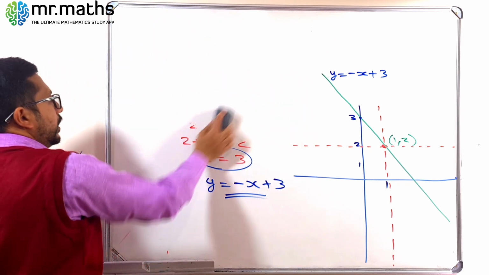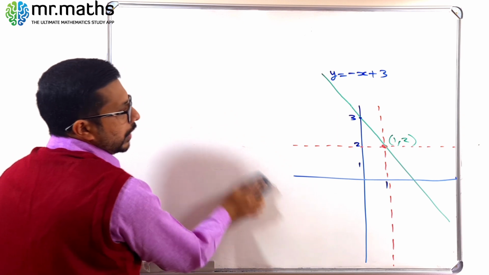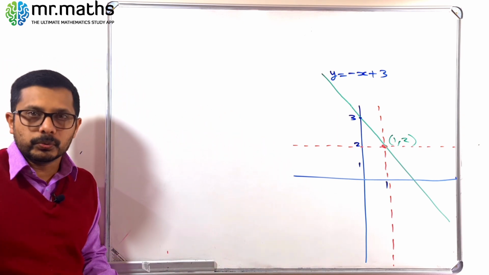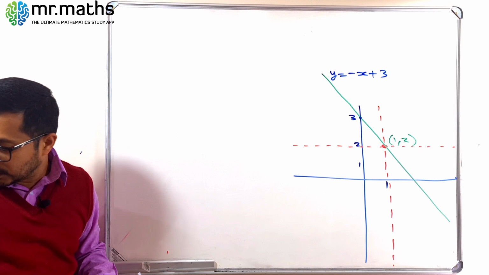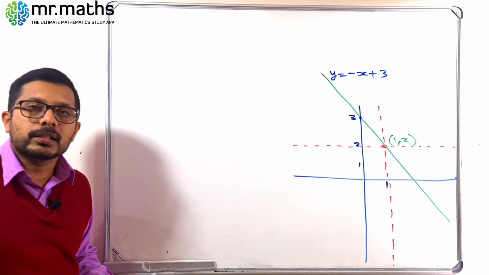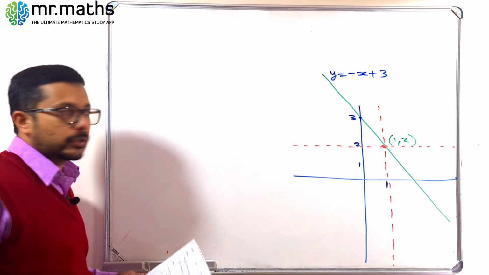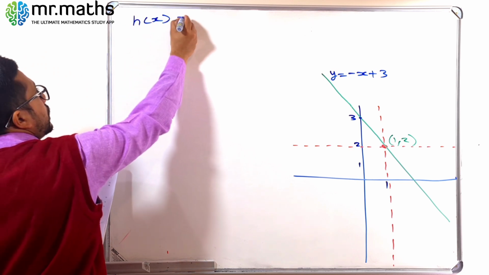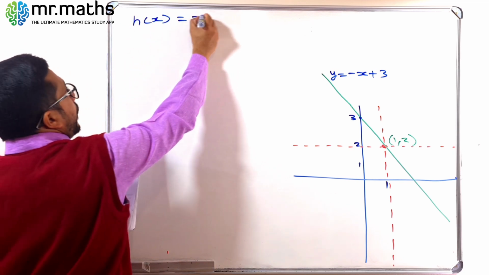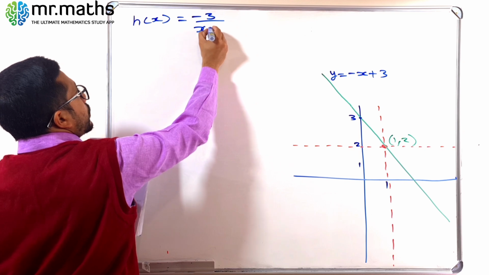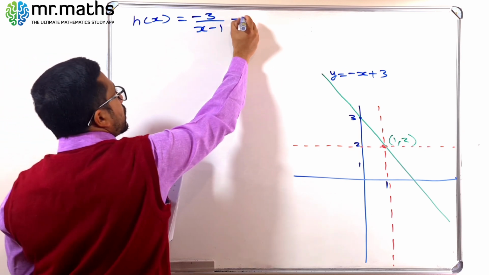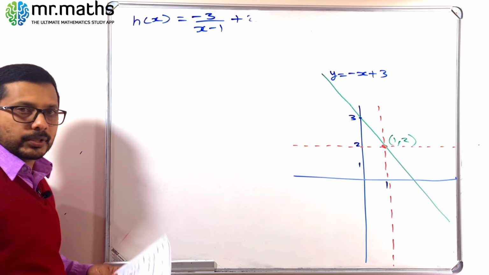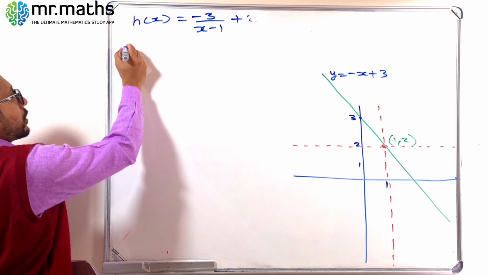Okay, so here we already drew the asymptotes, x is equal to 1 and y is equal to 2. Now we just want to find the x-intercept and the y-intercept. Let me write that equation once more. What is our equation? h of x is minus 3 divided by x minus 1, plus 2. So we have to find the x-intercept and y-intercept. Let's find the x-intercept first.